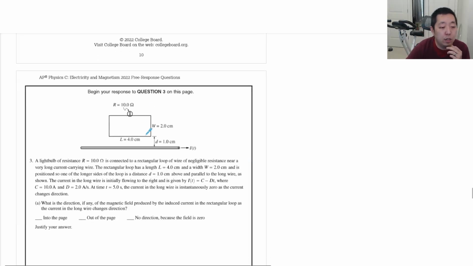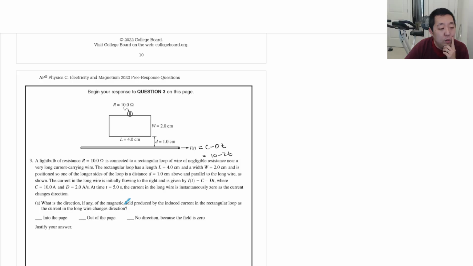A light bulb of resistance R is connected to a rectangular loop of wire of negligible resistance, near a very long current-carrying wire. The rectangular loop has a length of 4 centimeters and a width of 2 centimeters. So one of the longer sides of the loop is a distance D, 1 centimeter, above and parallel to the wire shown. The current in the long wire is flowing to the right. The current is given by C minus Dt, where C equals 10 amps and D equals 2 amps, so that's 10 minus 2t. At time t equals 5 seconds, the current in the long wire is instantaneously zero as the current changes directions.